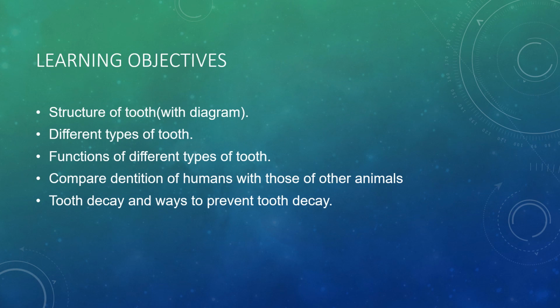Now let us see what the learning objectives of today's lesson are. Today we are going to learn what dentition is. Then we will learn about the structure of the tooth with a diagram and its labeling. We will learn about different types of teeth, the functions of different types of teeth, and we will compare the dentition of humans with that of other animals also. We will learn how a tooth decays and how we can prevent tooth decay. These are all important things we are going to cover in today's topic.